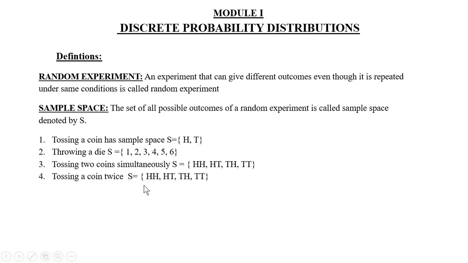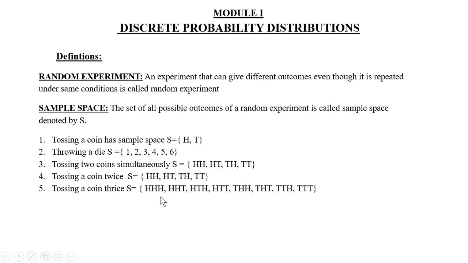Tossing a coin twice. This also will give you the same outcomes as in example 3. But here HH means first toss and second toss are both heads. HT here also first toss is head, second toss is tail. TH first toss is tail, second toss is head. TT first and second toss both are tail.